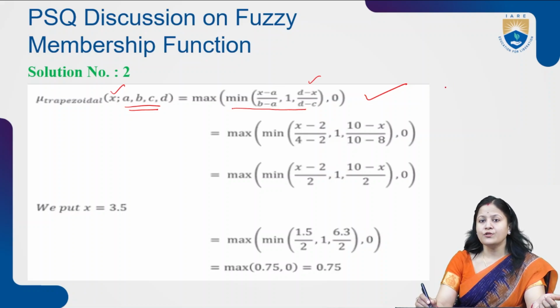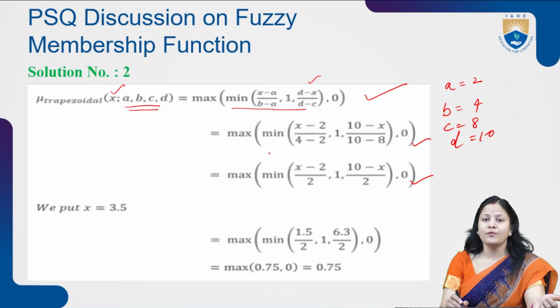And in our question, it is already given that the a value is equal to 2, the b value is 4, the c value is 8, and the d value is 10. Now insert all the values. I hope you can understand. So max of min of (x minus 2 divided by 4 minus 2), comma 1, comma (10 minus x divided by 10 minus 8), whole bracket, comma 0.